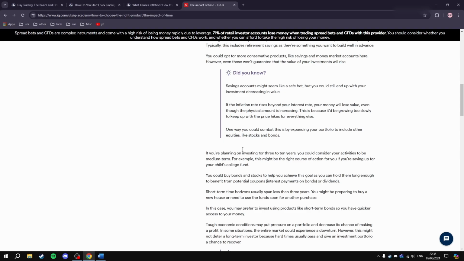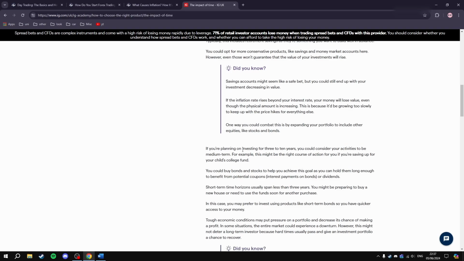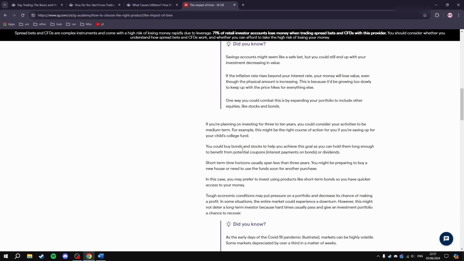However, even those won't guarantee that the value of your investment will rise. Remember how we talked about, if the interest rate is lower than the rate of inflation, then although the numbers look like they increase, the actual underlying value, or the buying power, is actually decreasing. A savings account might seem like a safe bet, but you could still end up with your investment decreasing in value. If the inflation rate rises beyond your interest rates, your money will lose value. Even though the physical amount is increasing, it will grow too slowly to keep up with the price hikes for everything else.